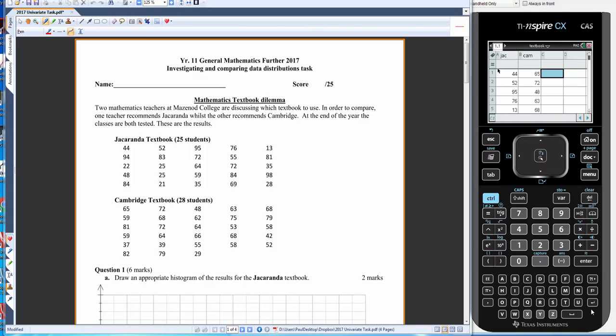Alright, these are solutions to the recent task you sat on comparing data distributions. What we looked at in this task was two classes at Mazenod College, or two maths teachers at Mazenod. One class used the Jacaranda textbook, this one here, and another class used the Cambridge textbook. So let's analyse the data.